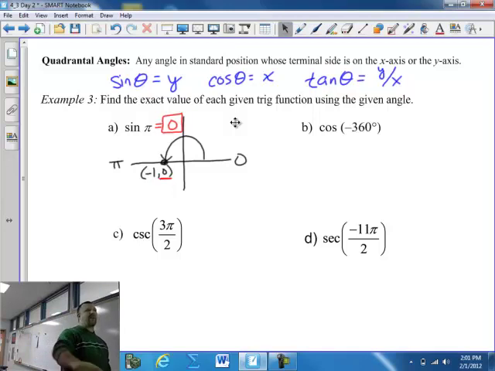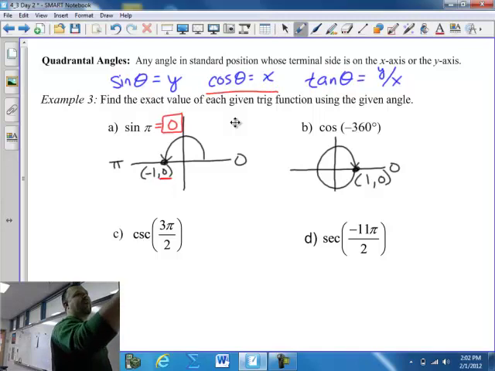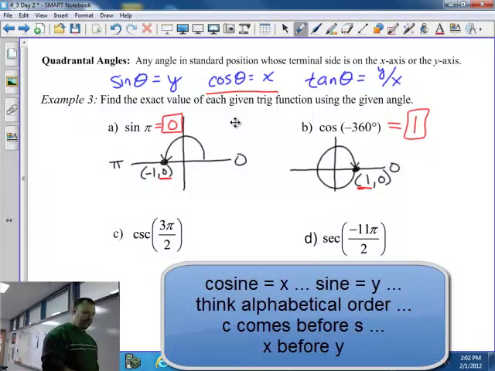Let's try the next one. Cosine of negative 360 degrees. If this is 0 and I go negative, which direction do I go? Clockwise, down. If I go down 360 degrees, I end up back where I started. What's the coordinate of that point on a unit circle? 1, 0. Which one of those coordinates was the cosine? Cosine was x. So the cosine of negative 360 degrees is 1, and you're done.